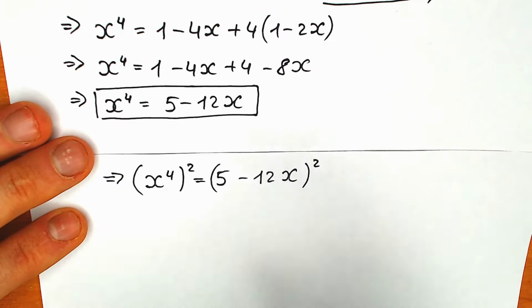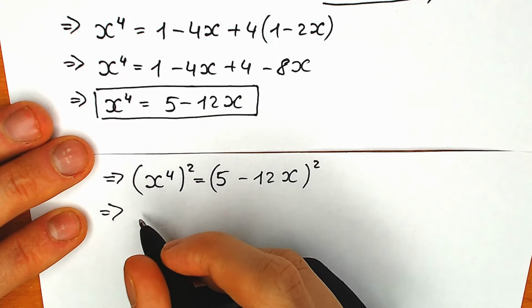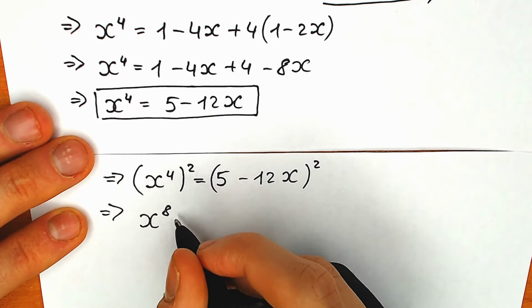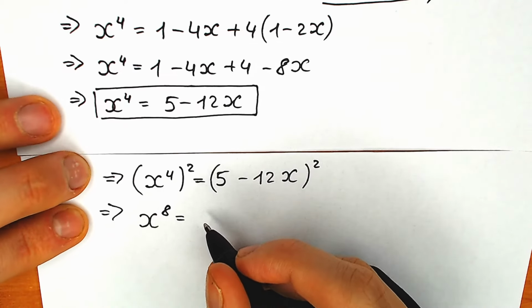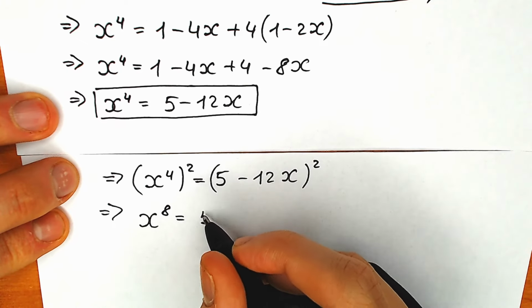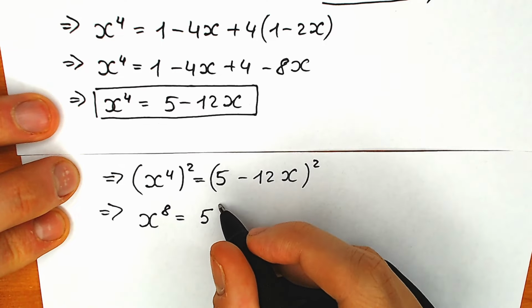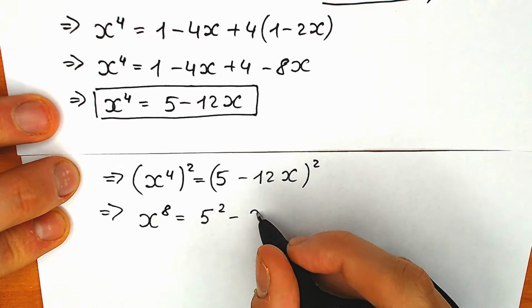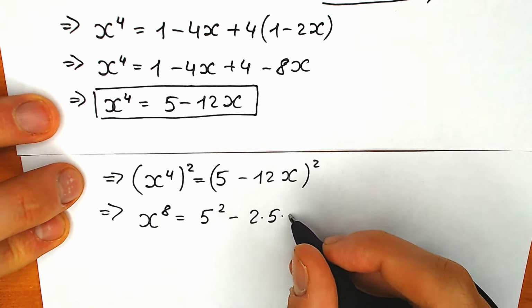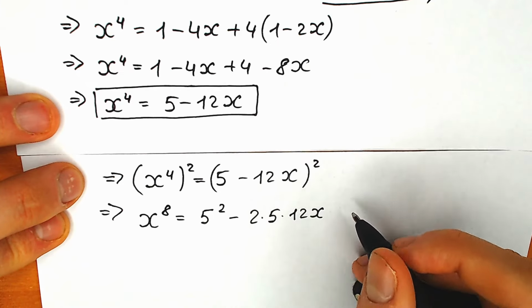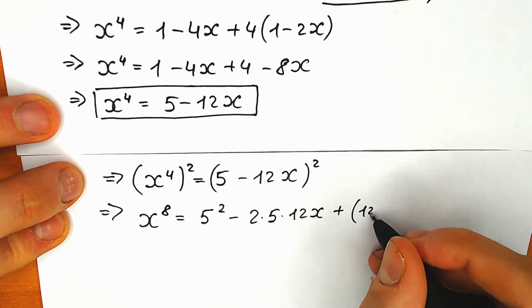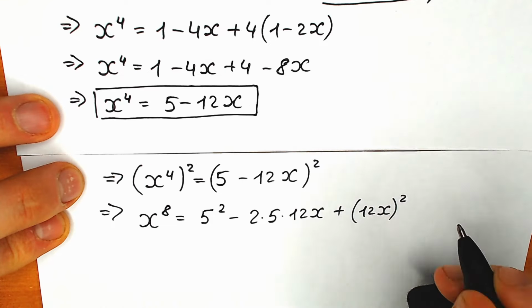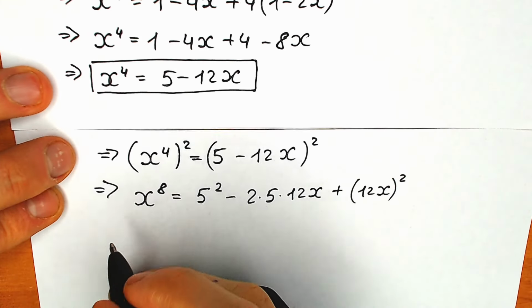Let's do it. So we have x to the power 8 on the left side. What do we have on the right side? According to the basic school identity, we can do this step by step. So we have 5 squared, minus 2 times 5 times 12x, and plus 12x squared. Right now, let's simplify it.